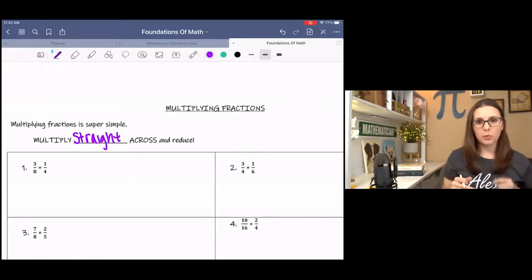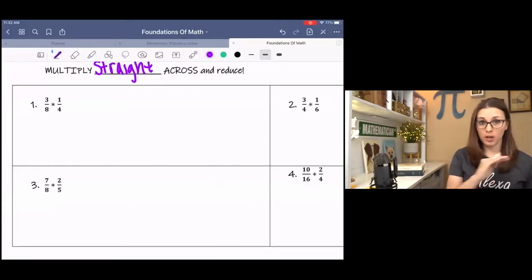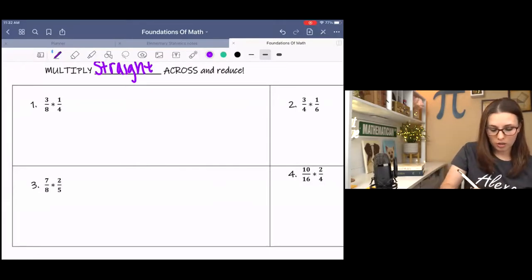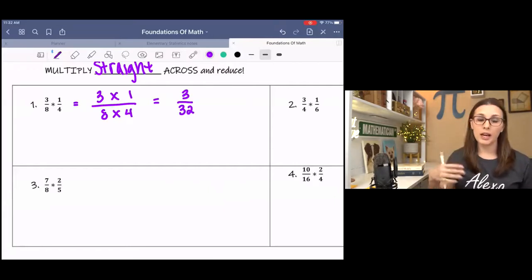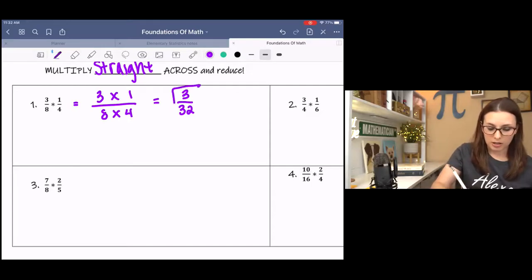So in our first example, we have 3/8 times 1/4. You're literally just multiplying straight across the line. So we have our numerators, 3 times 1, over our denominators, 8 times 4, and we get 3/32. If the fraction can reduce or simplify, then you go ahead and do that. 3 and 32 are not both divisible by anything, so this one is complete.